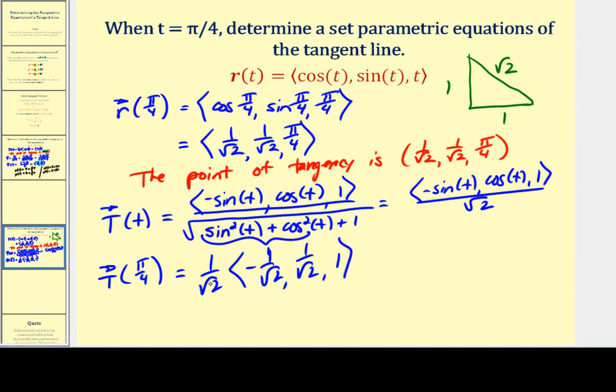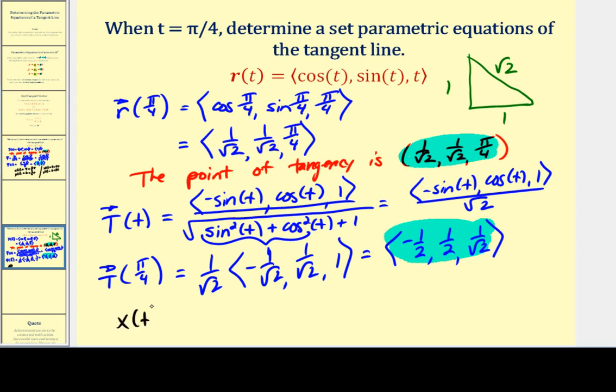Now let's go ahead and perform the scalar multiplication here. So we're going to have negative 1 over 2, or negative 1/2. For the y component, we'll have positive 1/2, and the z component will be positive 1 over square root 2. Now that we have the point of tangency and the components of the unit tangent vector, these will give us our direction numbers. We can now write the parametric equations for the tangent line.